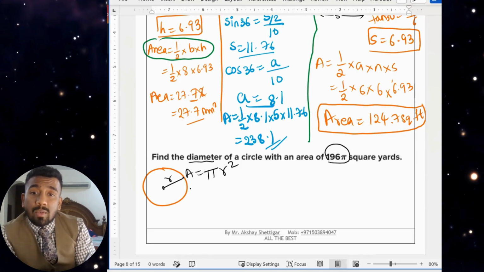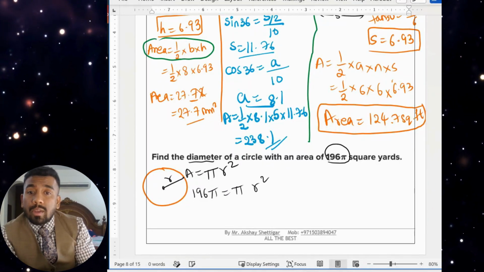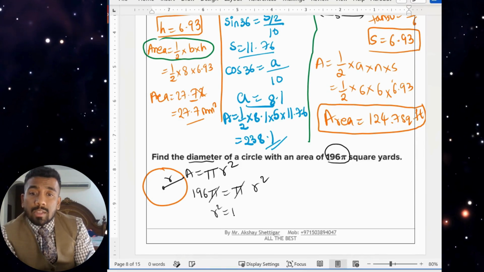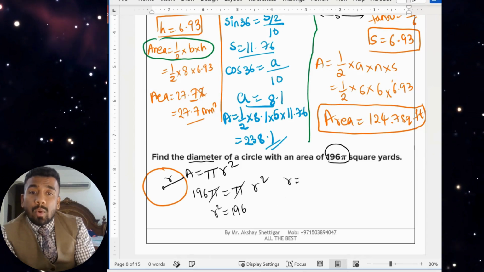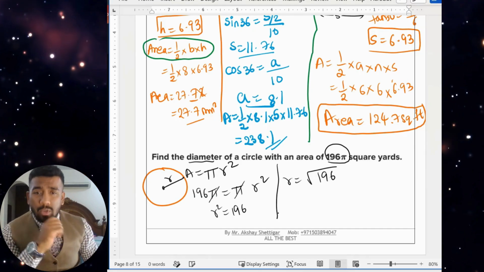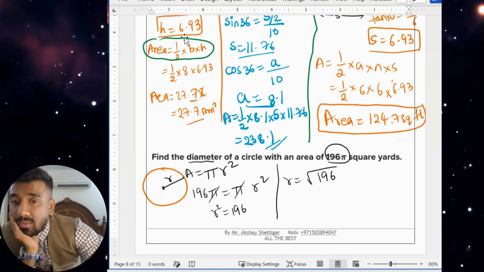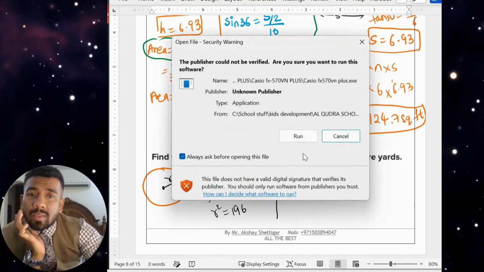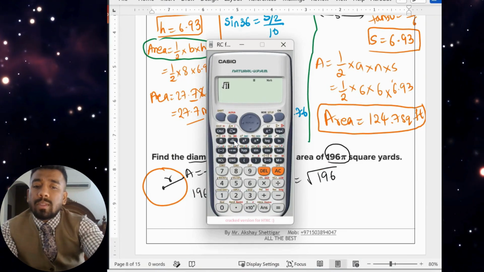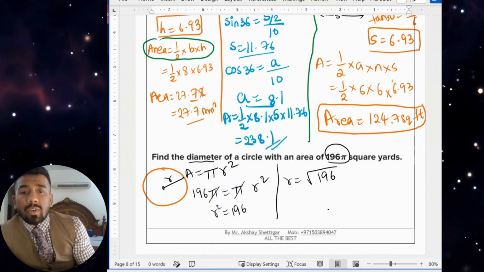So the area they have given is 196 pi. 196 pi equals pi r square. You can solve it easily. So pi gets cancelled. R square you get as 196. So r will be what? Root of 196. You could have done shift solve also, but I'm bored doing shift solve. Let's for the time being do this one question manually. Find root of 196. I think it should be 14. So root of 196, but always verify your answer. Yes, 14. So your radius is 14.